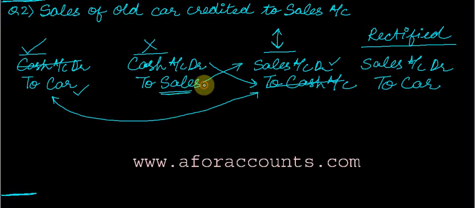So to nullify this effect, I am debiting sales account, and car account should have been credited because car has moved out of the business, and when any asset moves out of the business, assets generally have a debit balance, but when they go out, you have to credit it. To bring the value down, you have to credit it. So to car, here I bring to car. So your final entry is sales account debit to car account.